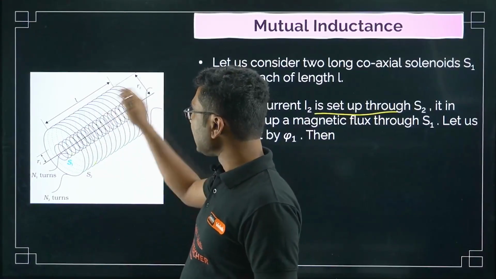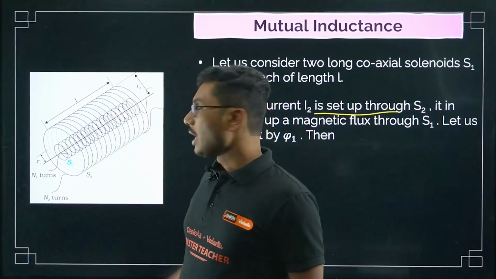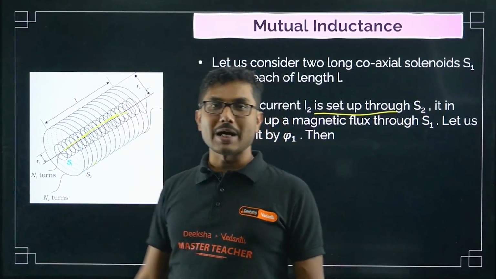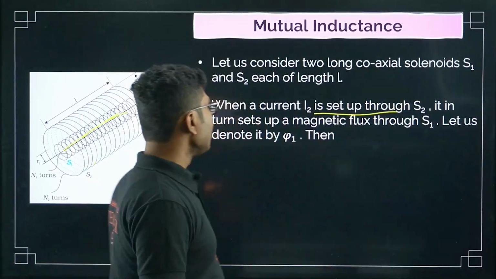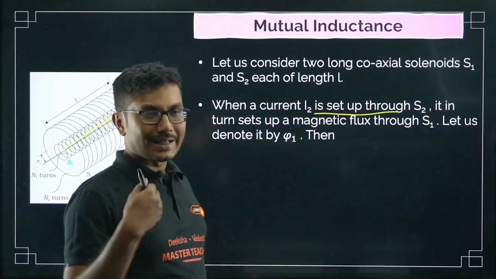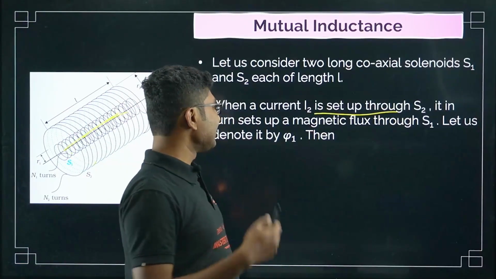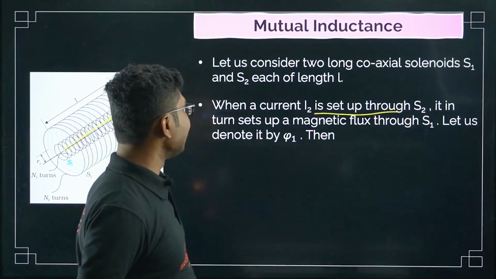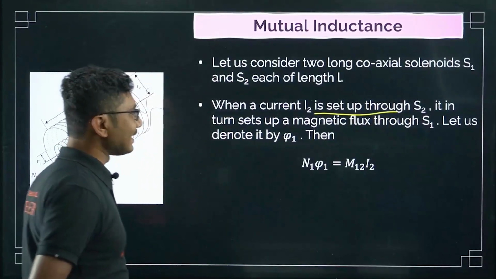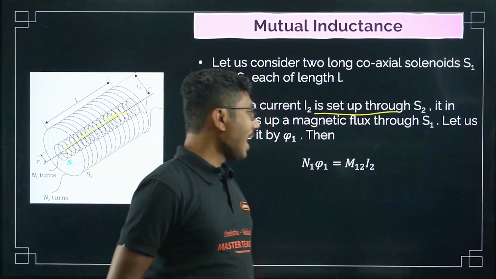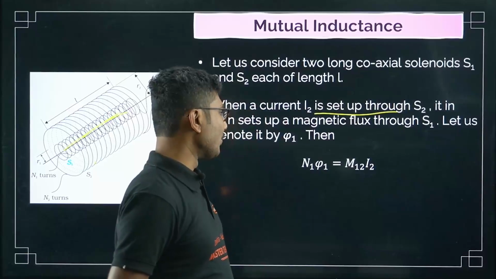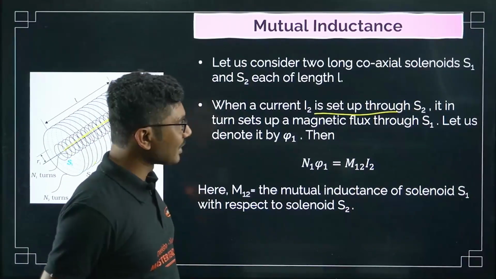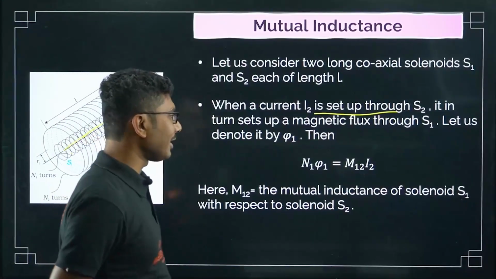Now when a current I2 is set up through S2, we are changing the current in the S2 circuit, and all the flux lines originating in S2 also pass through S1. So there is a magnetic flux linked with S1 as well. Let us denote it by phi 1. Then we can say that N phi 1 is equal to M12 I2. Here M12 is the mutual inductance of solenoid S1 with respect to solenoid S2.